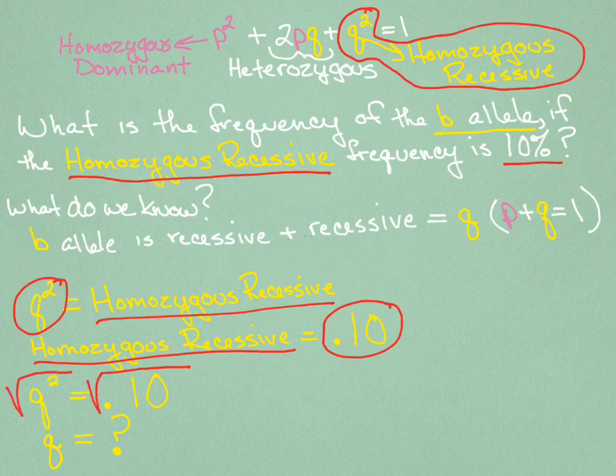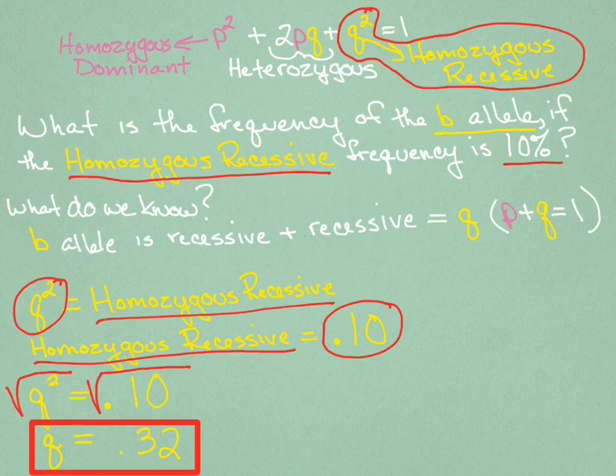Okay? So I square root the Q squared to get Q. But whatever you do to one side, you have to do to the other, because it's like being on a teeter-totter. You've got to keep it all even. So the square root of 0.1 is 0.32. So the frequency of the B allele is 0.32.